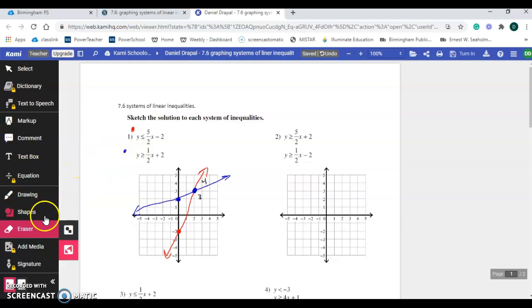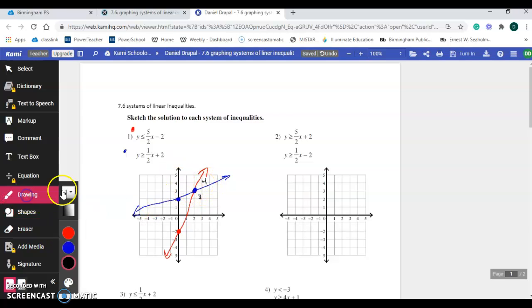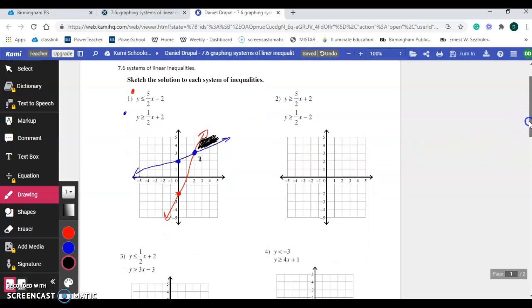And then I look at my blue. My blue is y is greater than, so it has to be above, which means it's going to be 4. So I'm going to color in 4 as my section. That is that solution. All right, so set up 2 the same way. Try that one on your own.